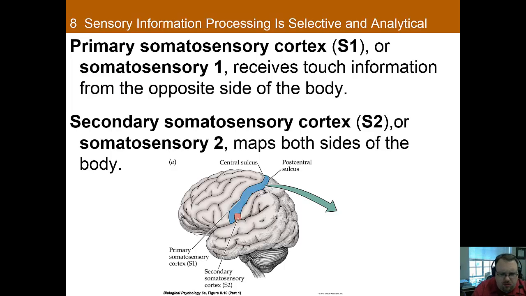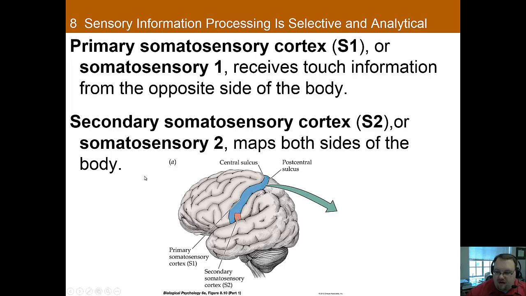So for touch, the primary somatosensory cortex lies in the parietal cortex, right on the border with the frontal lobe. So it's actually just behind the central sulcus, which you'll see here. So it receives touch information from the thalamus for the opposite side of the body. So the right side primary somatosensory cortex receives the information from the left side of the body.